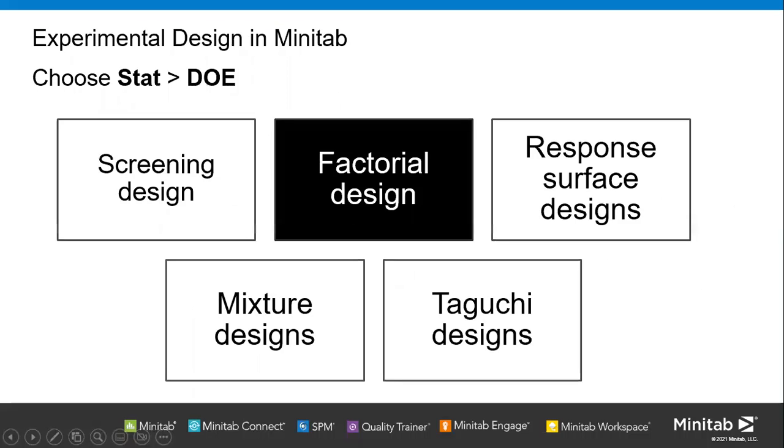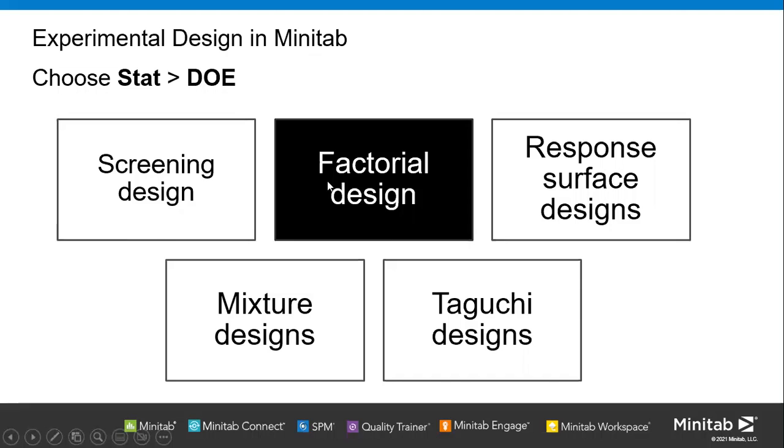Minitab offers the following experimental designs. For example, the screening design, the factorial design, the response surface design, the mixture design, and the Taguchi design. But today I will focus on the factorial design. For your information, the screening design may be for starting the experiment when you have a lot of factors, maybe more than 10 factors. So you might go for the screening design. After you screen, maybe you only have five factors with 2 levels, and then maybe you can go for the factorial design.